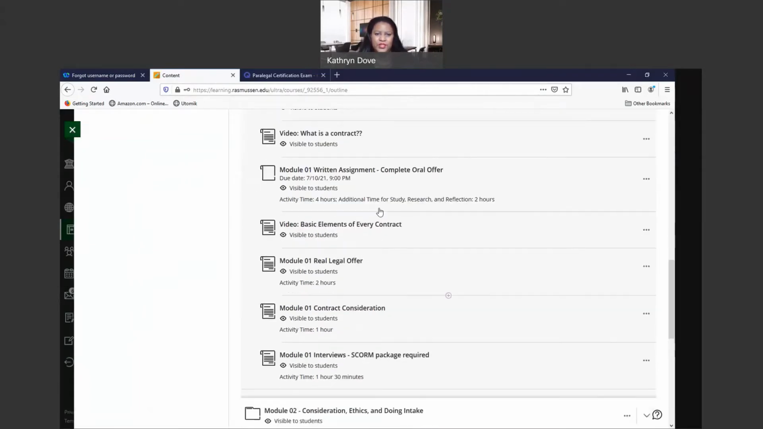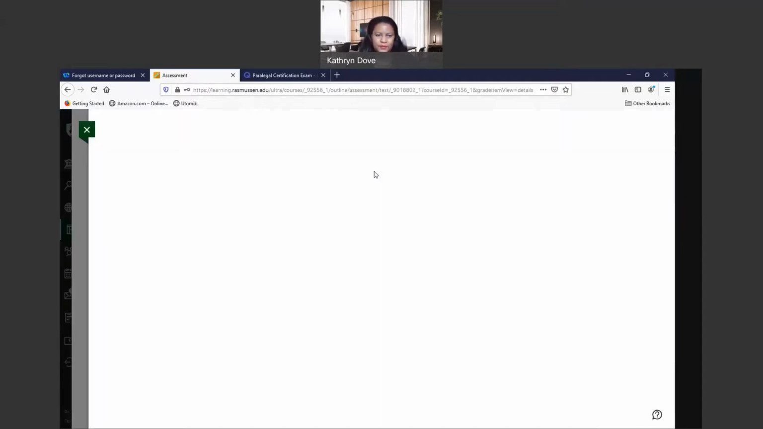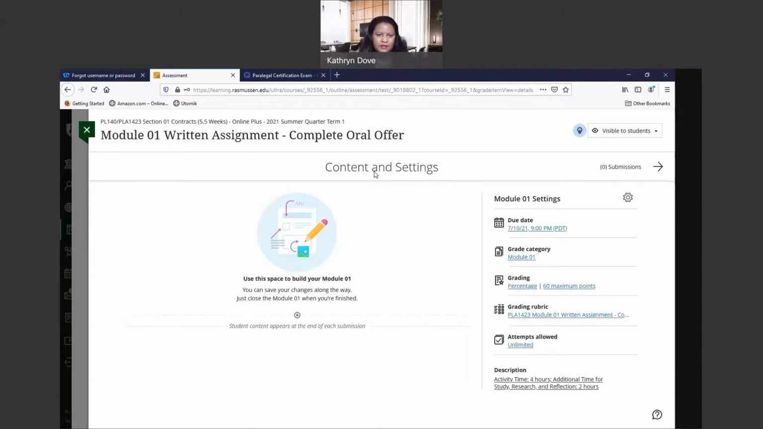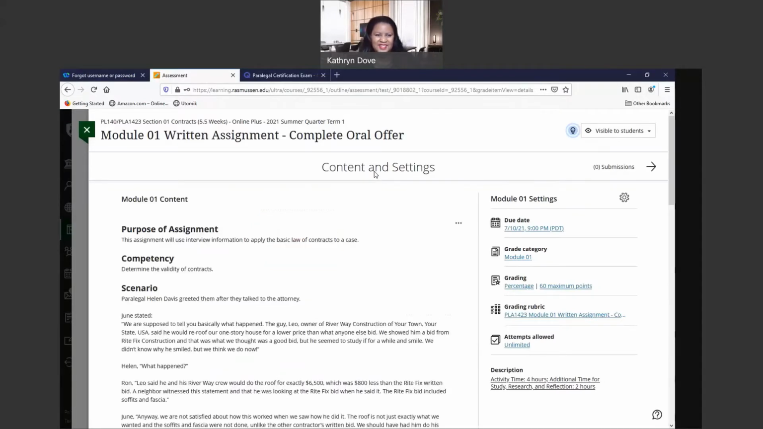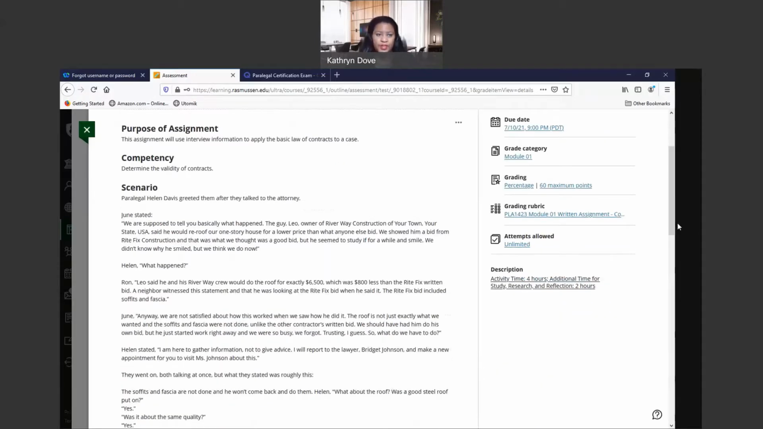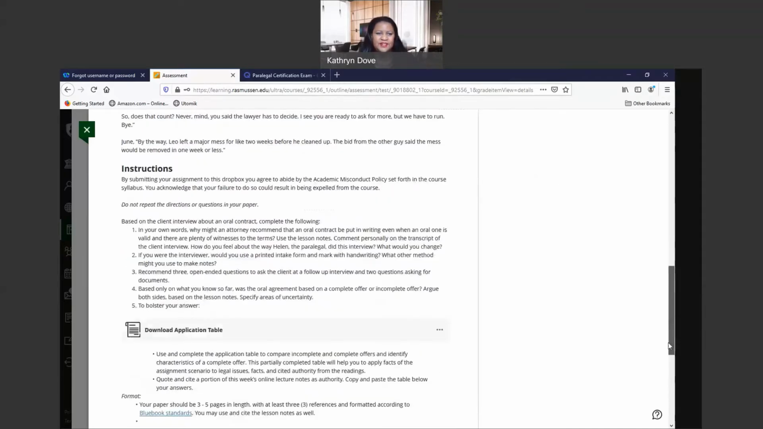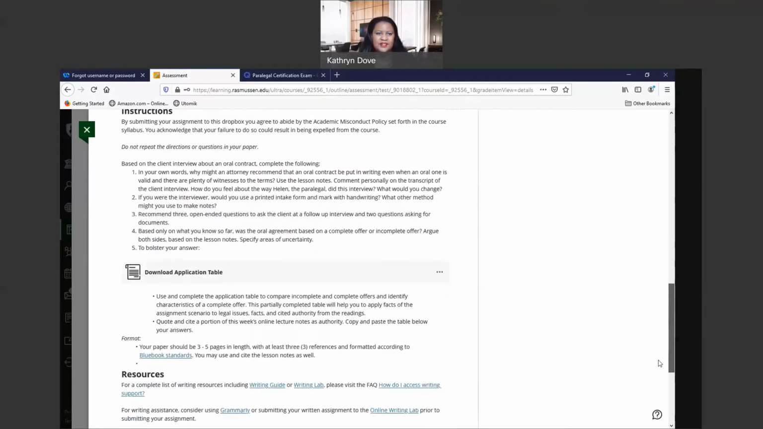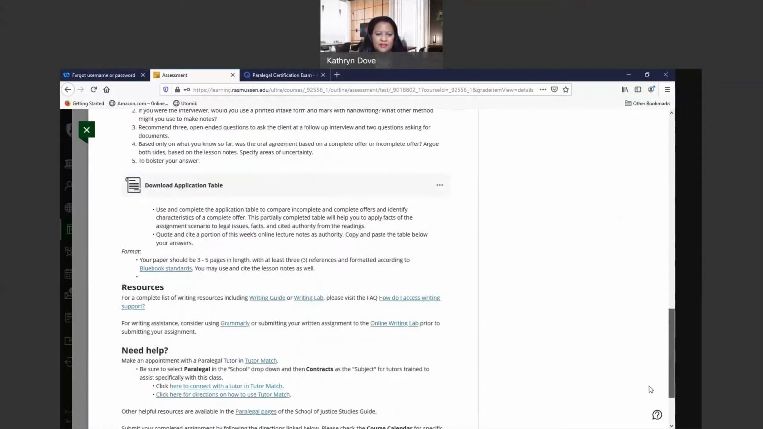Clicking further, you'll see your Module 1 written assignment. In this assignment, you will consider a scenario where a paralegal is interviewing a client to discuss a breach of contract action. You'll be looking over the facts of the case, coming up with some ideas on how to proceed.